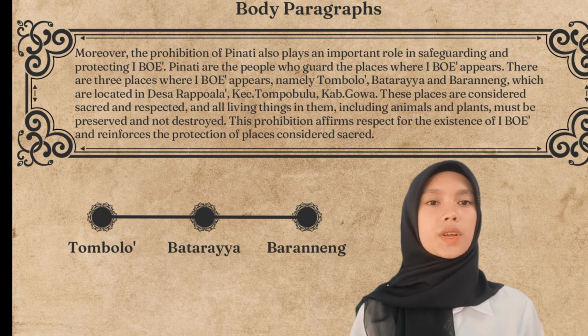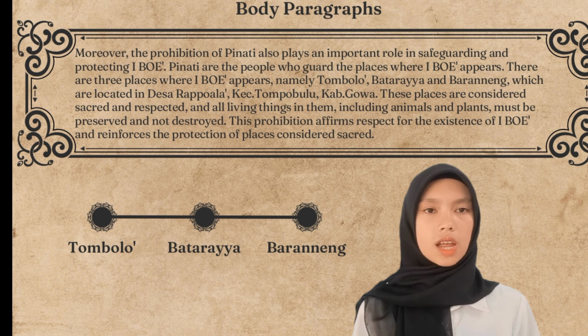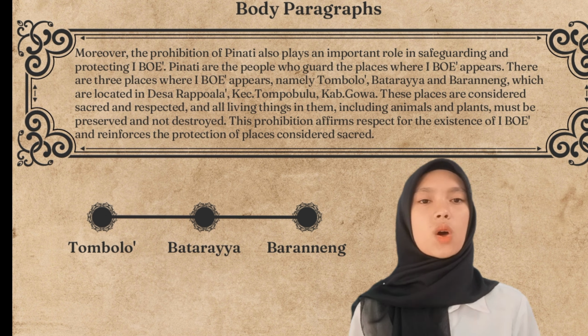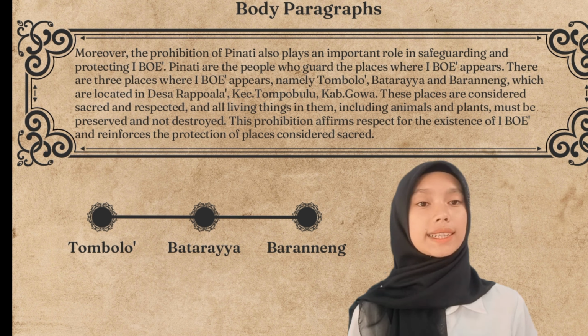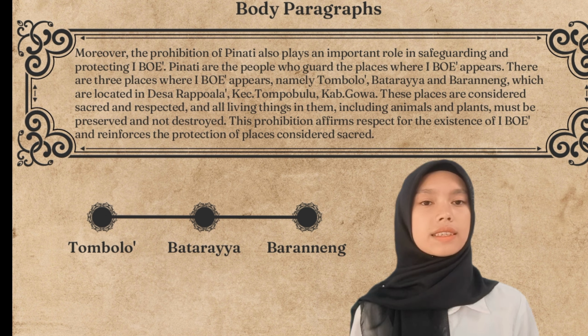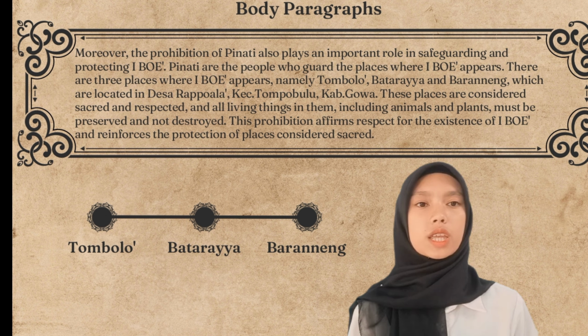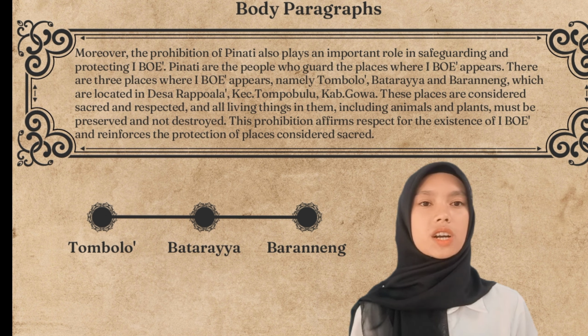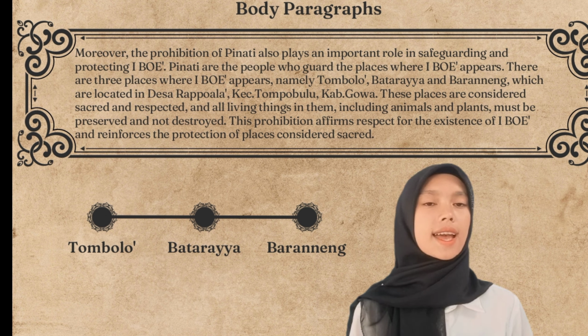So, apart from what was mentioned earlier, it turns out that there is also a prohibition from Pinati, which is a cause of why Iboe is protected as it is. Pinati itself is a community whose job is to protect the places where Iboe appears. As for the places where Iboe appeared, there are three places, namely Tombolo, Bataraya, and Baraneng.